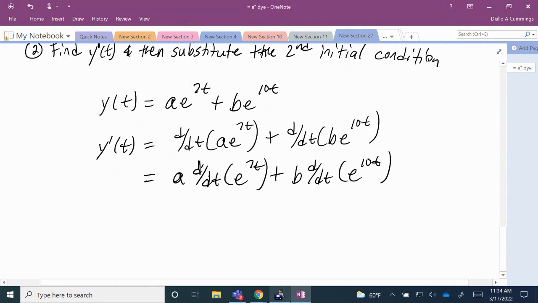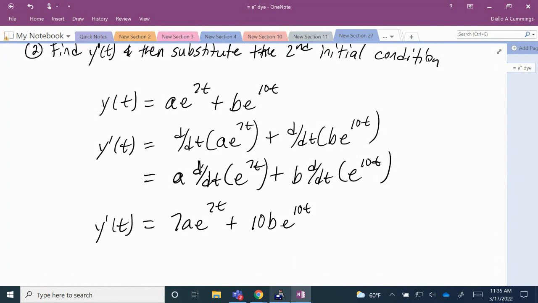Now we need to take the derivative for e to the 7t and the derivative for e to the 10t, which we found earlier. When we take the derivative for e to the 7t, we actually get 7e to the 7t. So that's going to equal 7a e to the 7t plus 10b times e to the 10t. And that should be y prime of t.